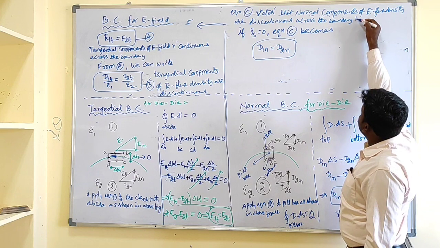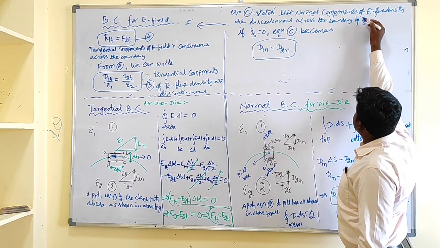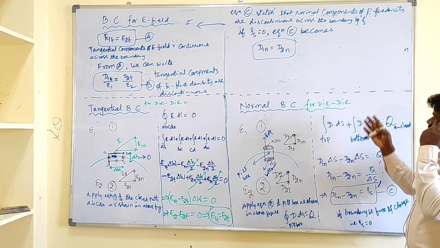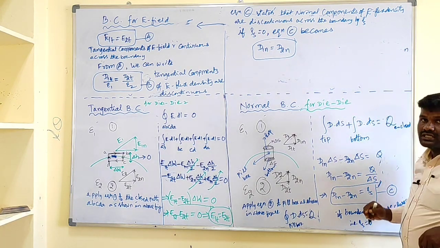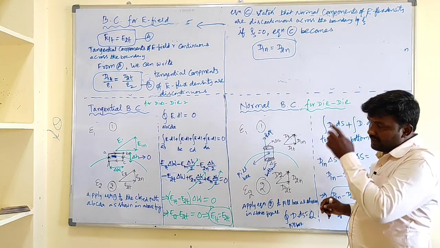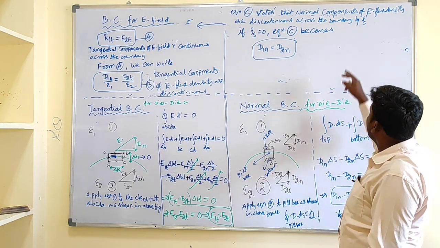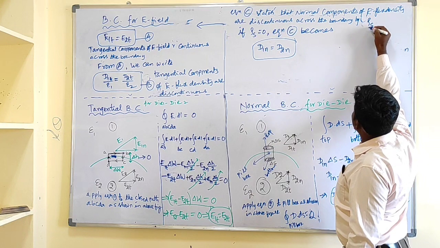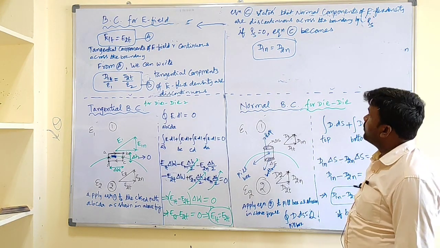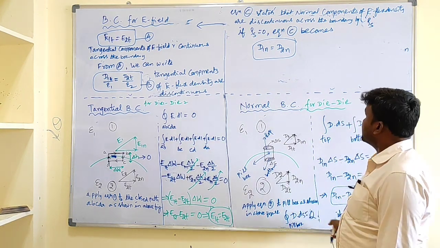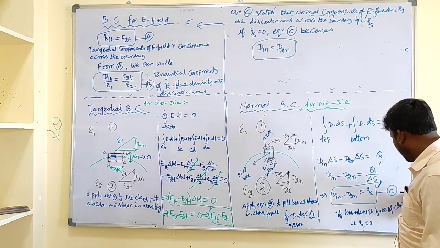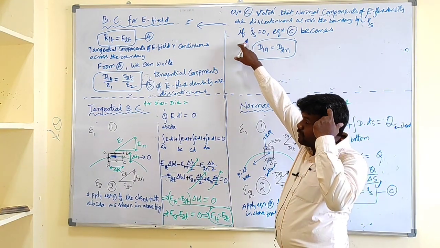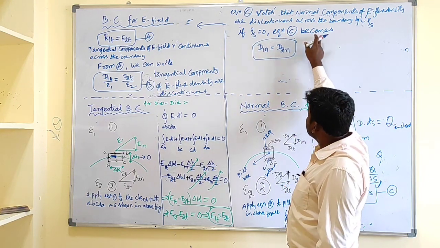by rho s. That is, the difference between these two is equal to what? Rho s. So that's why the normal components of electric flux density are discontinuous across the boundary by an amount of rho s. Okay. If the boundary is free of charge, that is, if rho s equal to 0, then equation C becomes what?